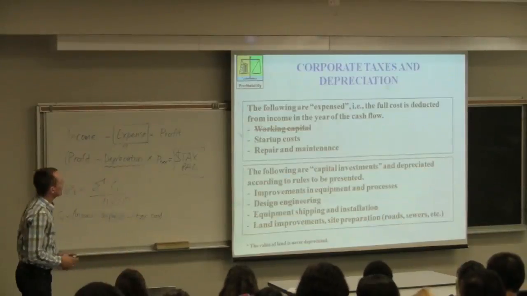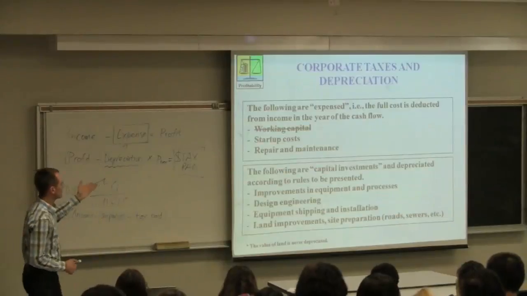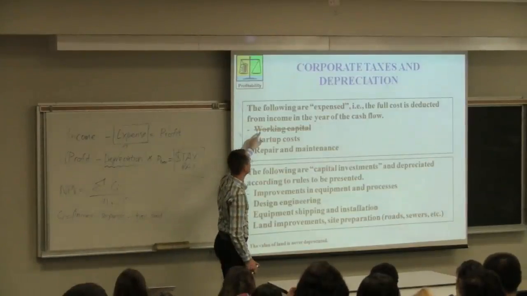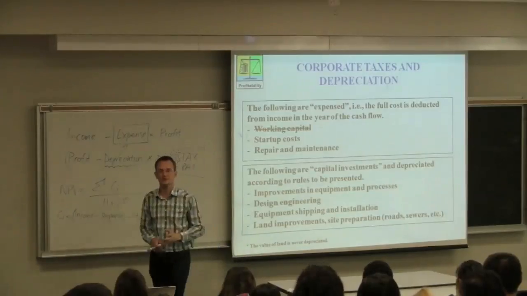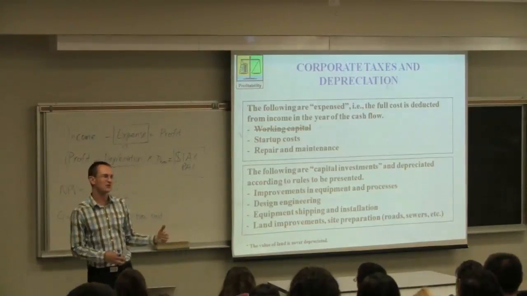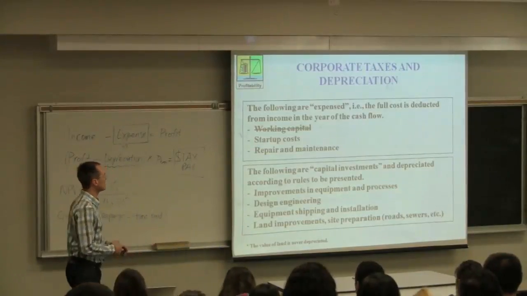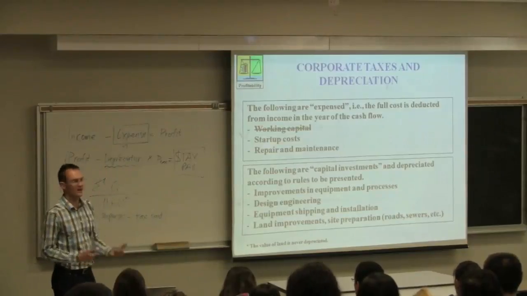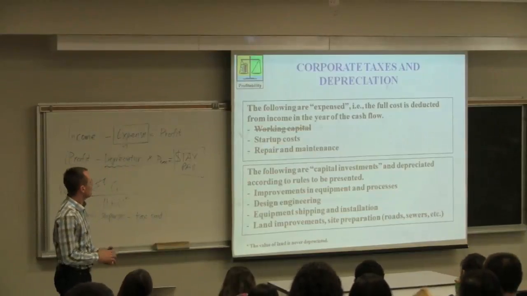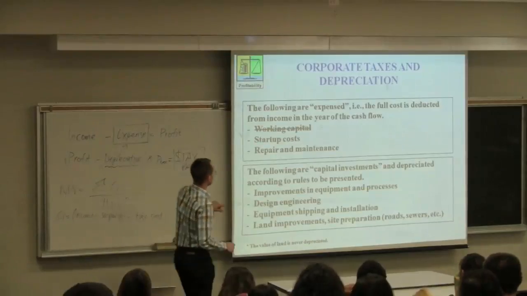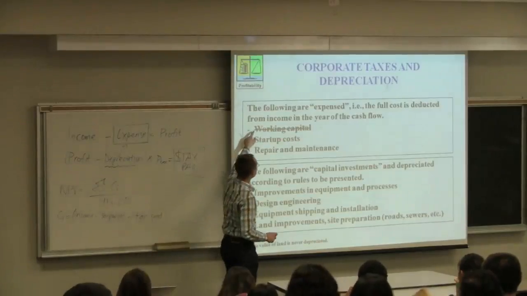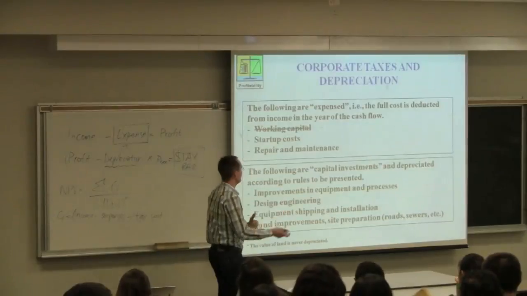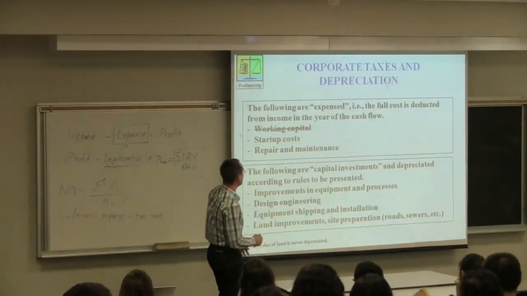Now, the following are expensed. We've looked at this on the website. Startup costs, repairs and maintenance costs, these can be expensed. Working capital cannot be expensed. Working capital was the discussion we had a few days ago, where we say these are things that you need to start and run your business. So supplies and catalysts and so on. Material that you need to keep your system running. That cannot be expensed because you're going to combine them and you're going to reuse them again.